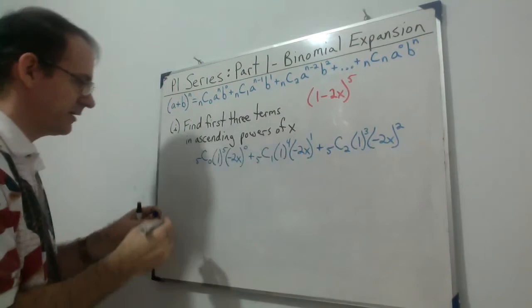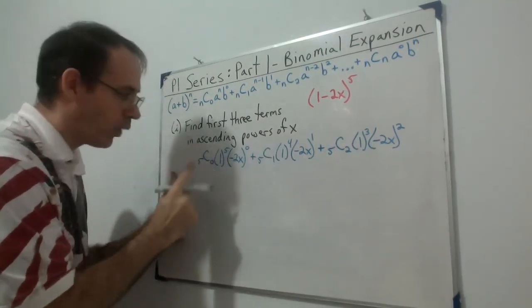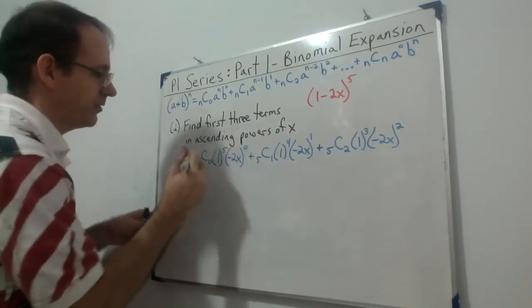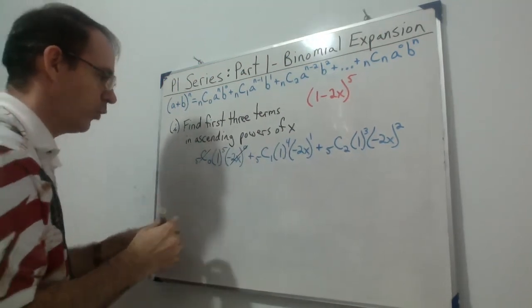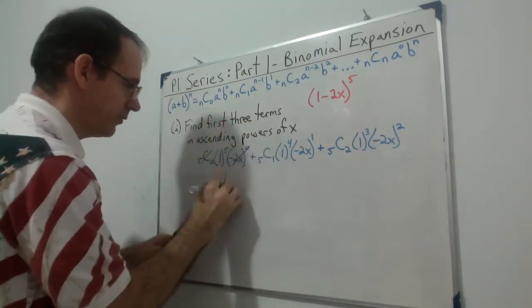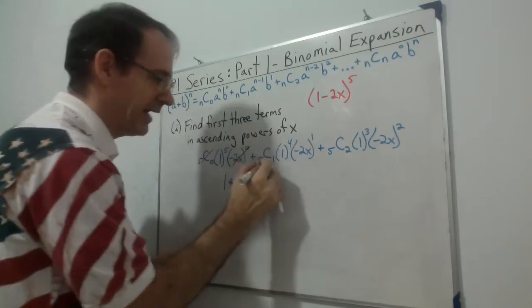Now we just calculate this. 5C0, anything with a C0 is a 1, and anything to the 0 power is a 1. So this cancels, and 1 to the 5th is just 1. So all of this is 1 times 1 times 1, 1, plus 5C1, that's 5.